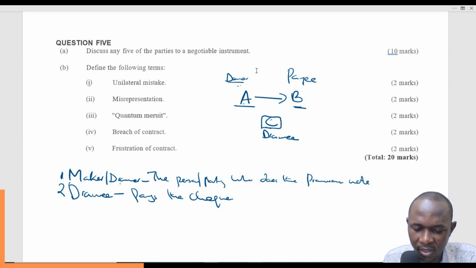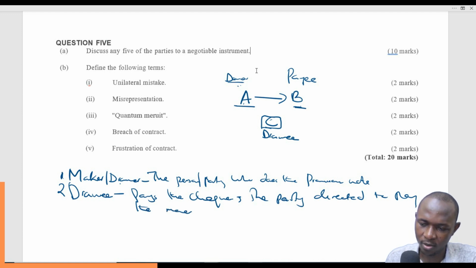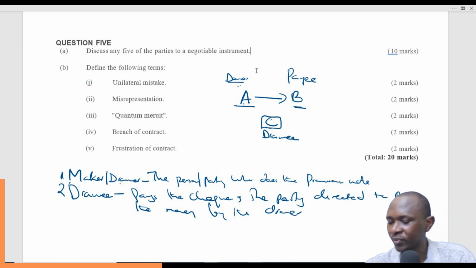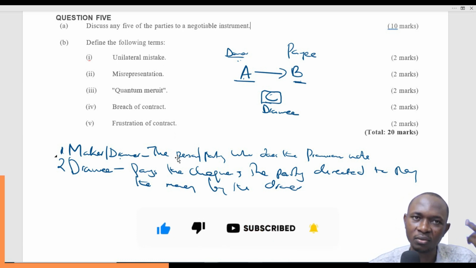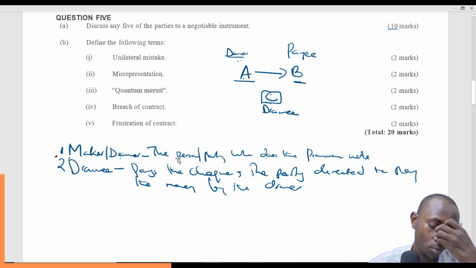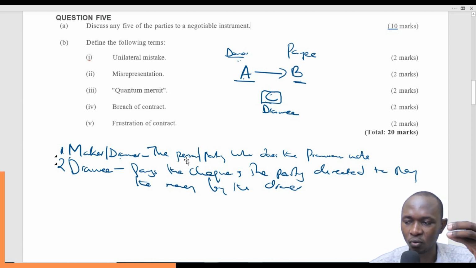So who is the drawee? The person or the party directed to pay the money by the drawer. So the drawer writes the check, and the drawee, in our case, most likely will be the bank, who is now supposed to receive that check and convert it into money. So the drawee is the bank, the one who is supposed to pay. The drawer is the one who writes the check.